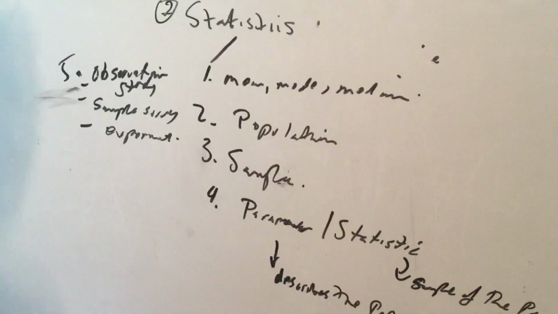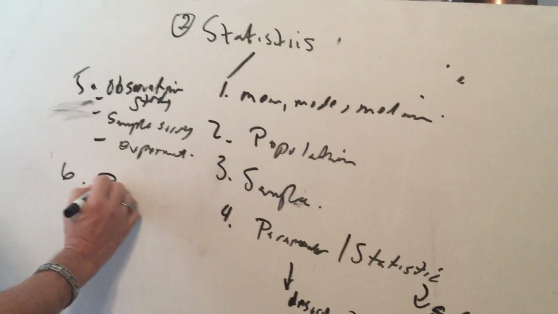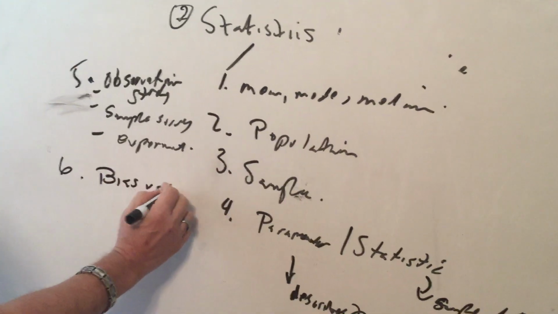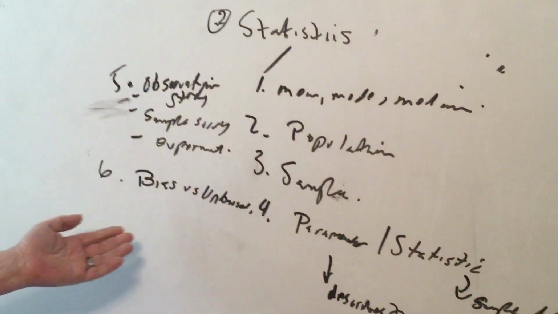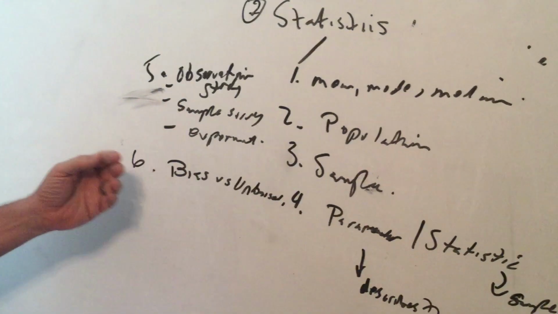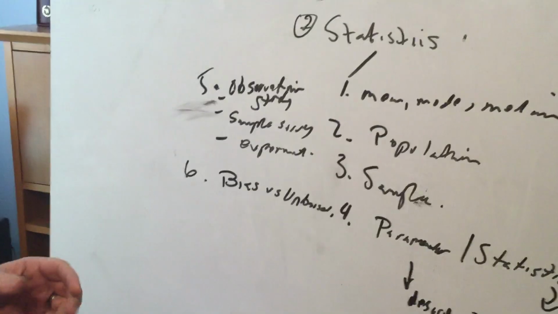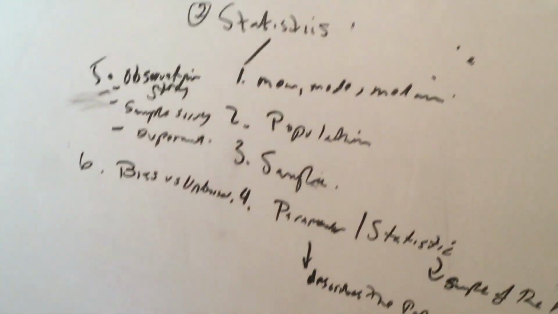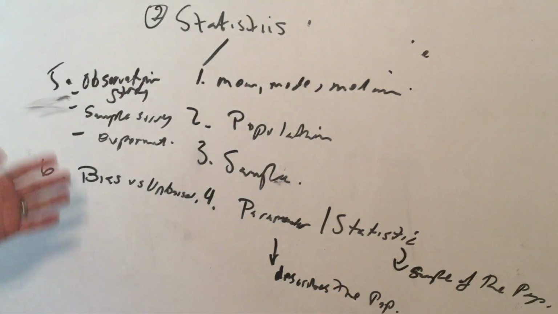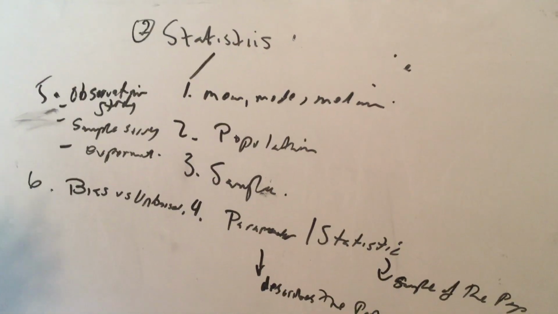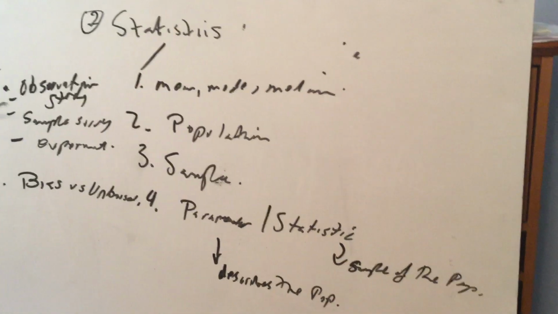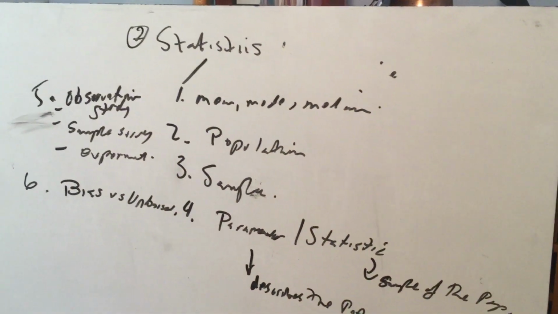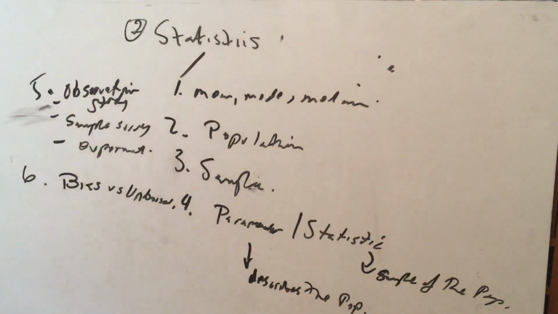So, we have number 6, bias versus unbiased. Something that is biased is not a fair judgment. Something unbiased, as I did in my video, is when it is a fair judgment towards everything.